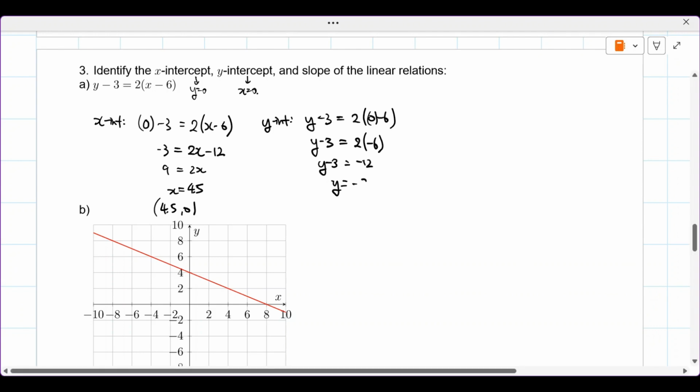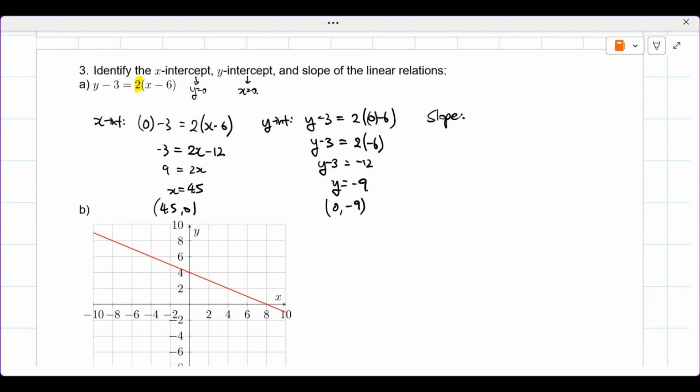So y is equal to negative 9. So that means my y-intercept is (0, negative 9). Finally, let's find the slope. Well, we can find the slope in different ways, but I think it's quite obvious because we know immediately, looking at this equation, this is point-slope form. So we already see the slope right away. So the slope is going to be m equals 2.